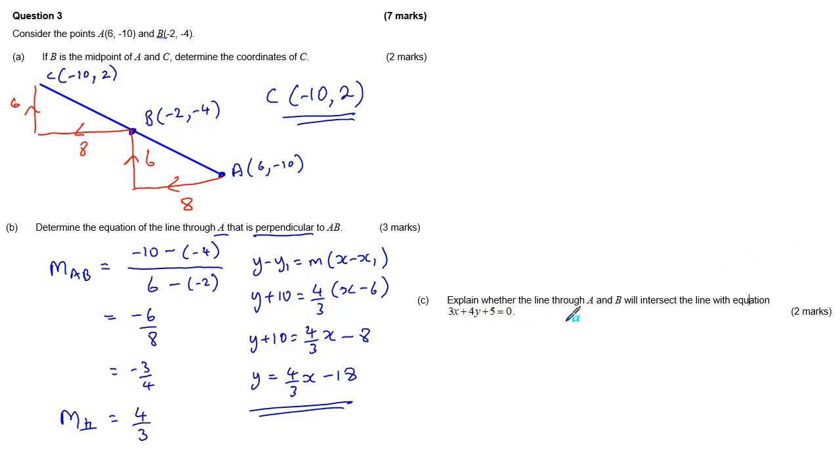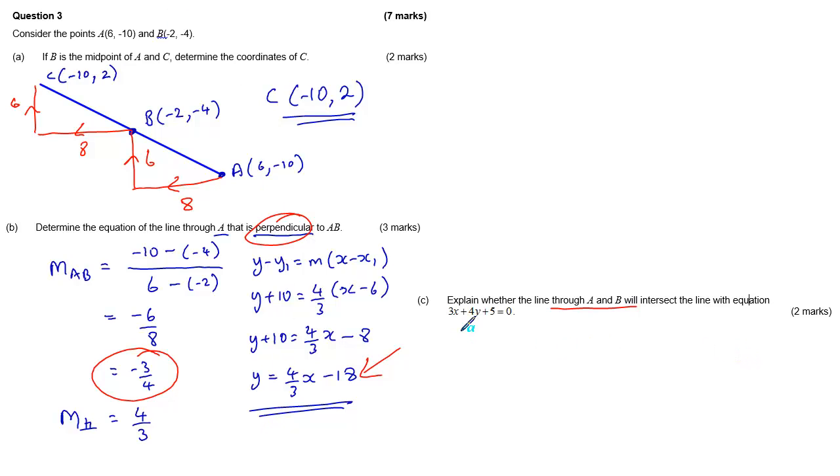Explain whether the line through A and B will intersect the line with equation 3x plus 4y plus 5 equals 0. Now note, we're not talking about this line. This was the line perpendicular to AB. We're on about now the line through A and B, which we know has this gradient.